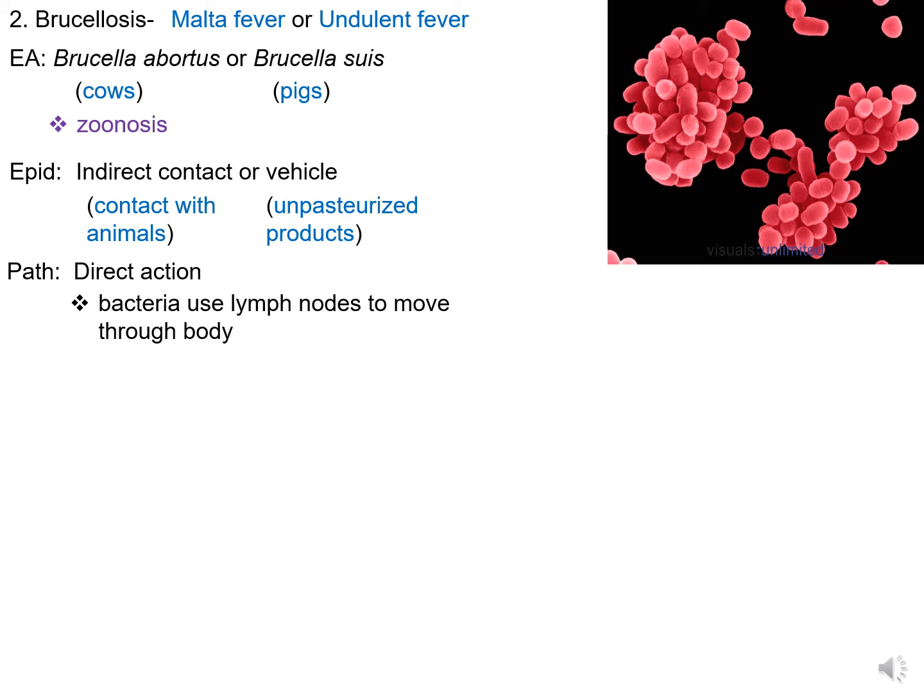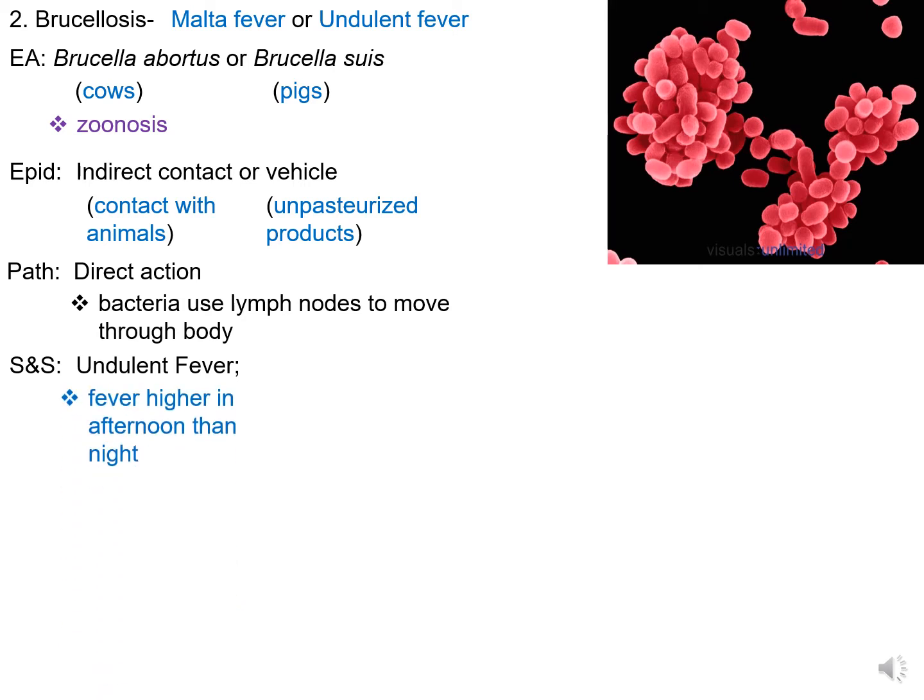Instead of using the blood, gram-negative bacteria, for whatever reason, like to use the lymphatic system. So this disease is going to move through the lymph nodes. When we look at this disease, the signs and symptoms are going to be where the other name comes in. We get an undulant fever, which means the fever is higher in the afternoon than at night.